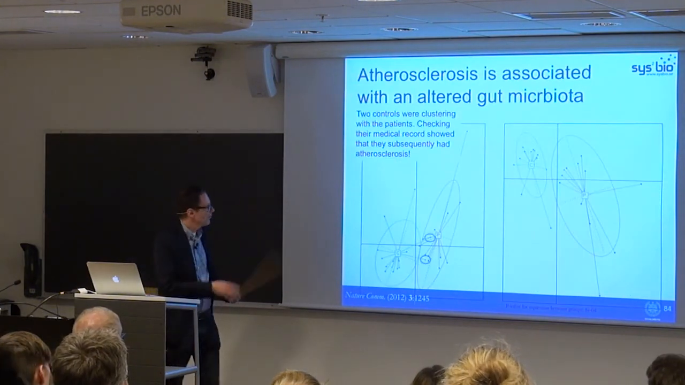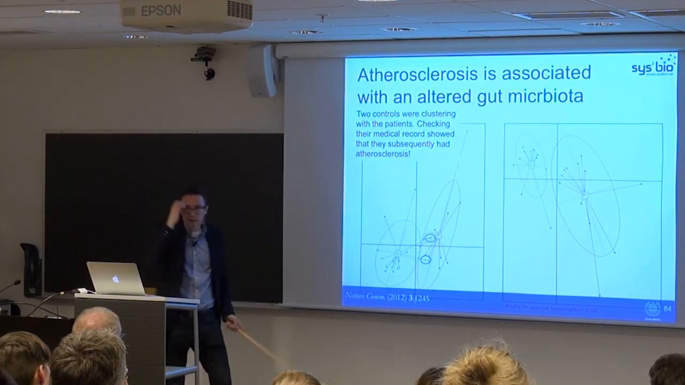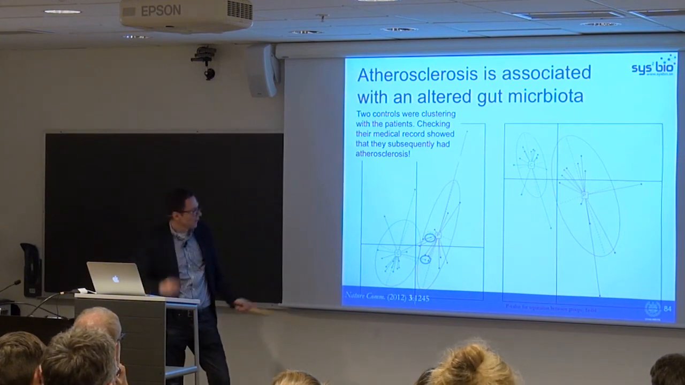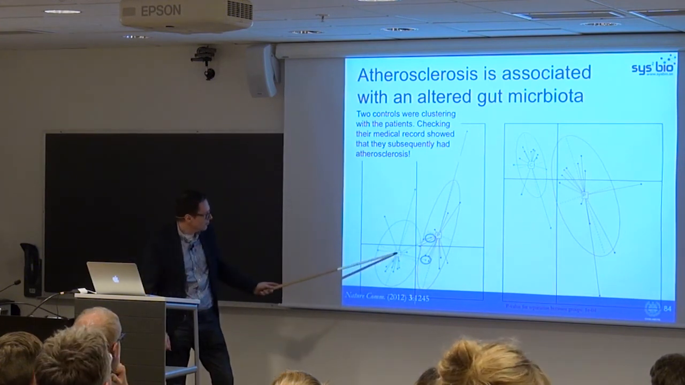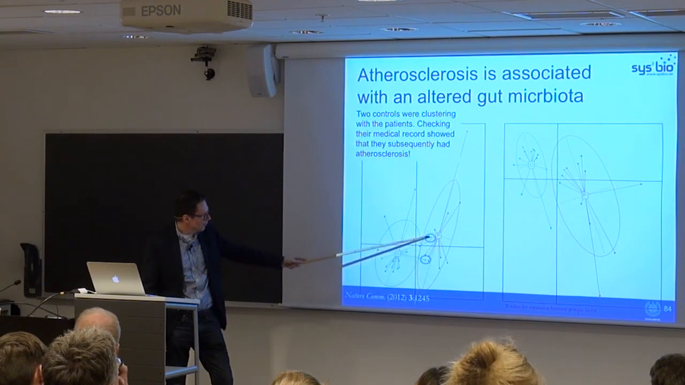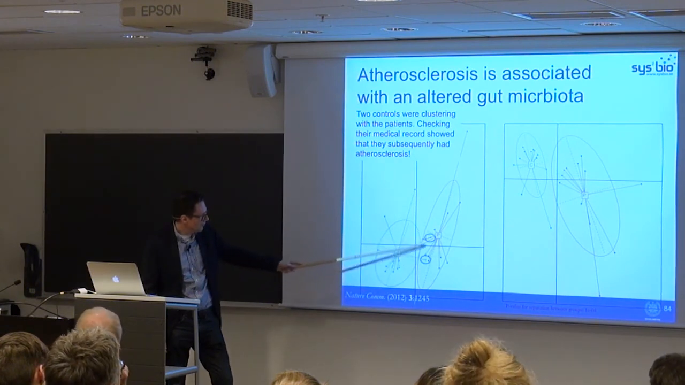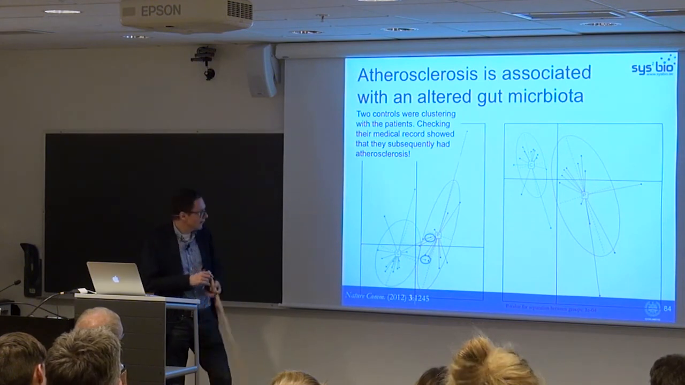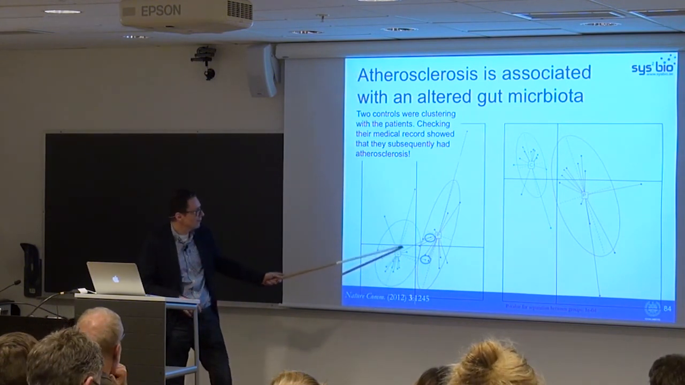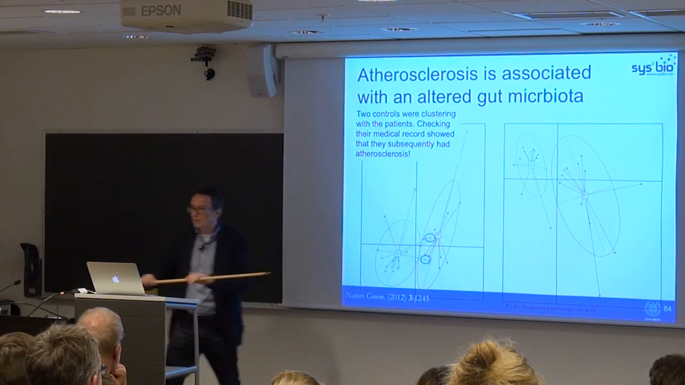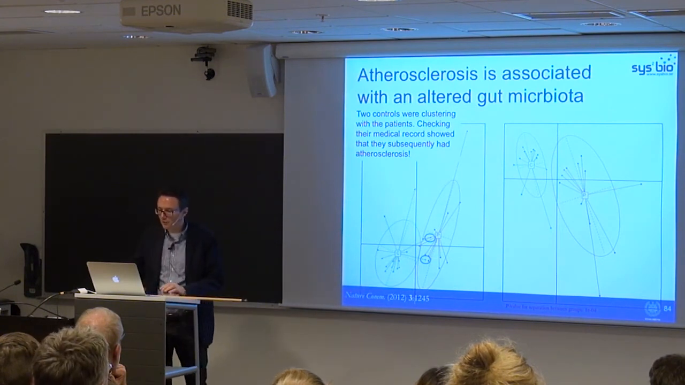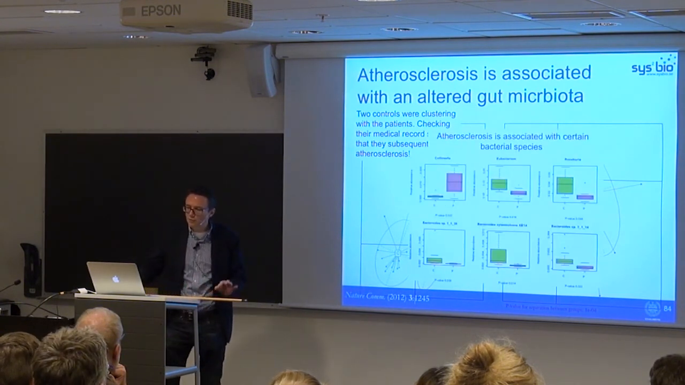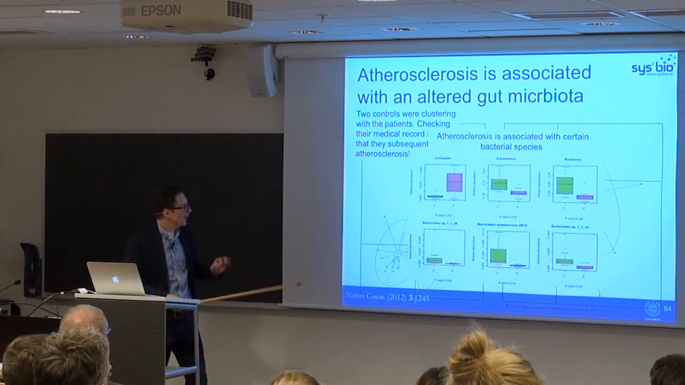What was interesting was that just a PCA analysis of the metagenome data allowed for a separation between control and patients. There were two controls here that were here. It turned out that they had a minor atherosclerotic event later on after the samples had been sampled, and when they were removed, we had a very clear and distinct separation.